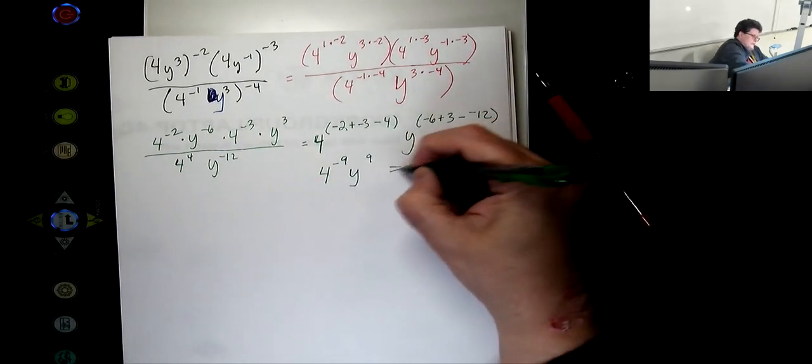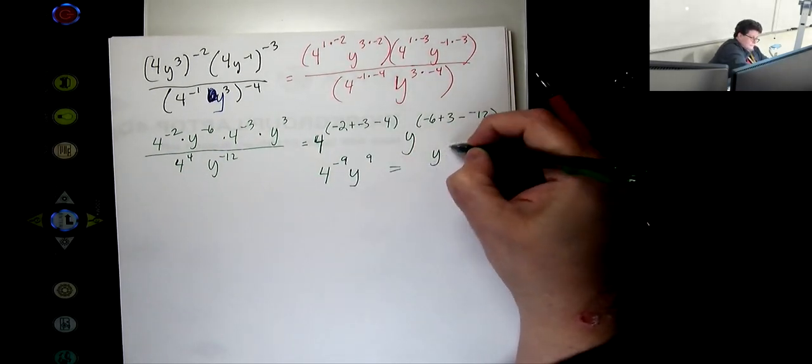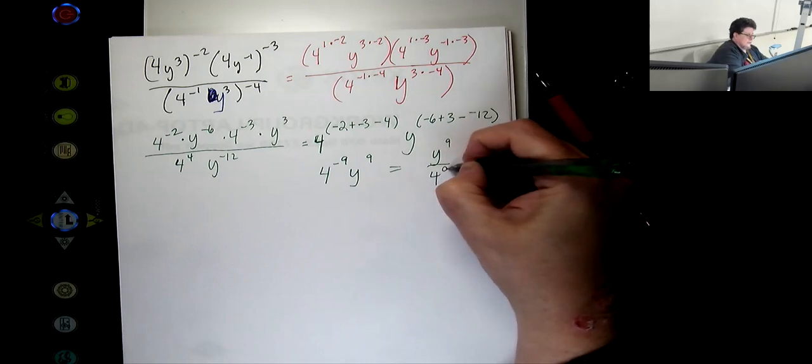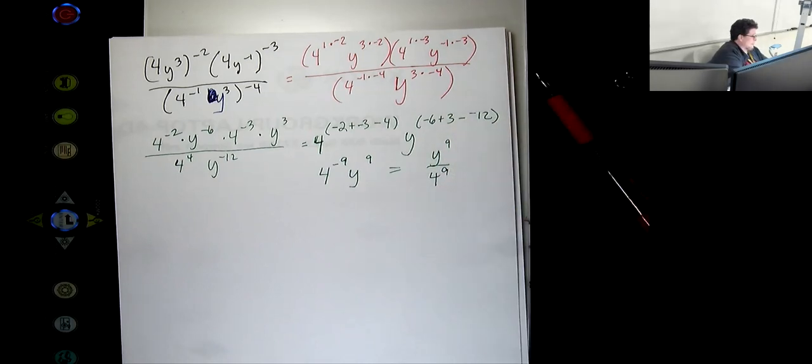And the only thing different I could do is maybe move the 4 to the bottom. I guess I could write out what 4 to the 9th power is, but that's a really, really big number, and I kind of don't want to do it. So we're going to leave it as that.